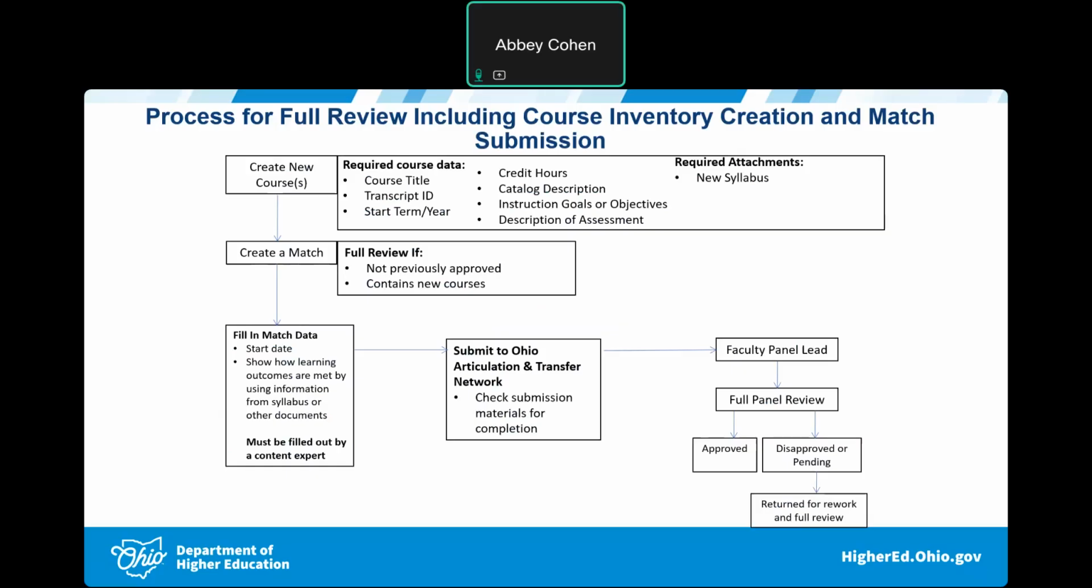Submissions are forwarded to the Ohio Articulation and Transfer Network, or OATN, staff, who will check for the completeness of each submission. OATN staff then sends all the submission materials to the panel lead for each area through the Course Equivalency Management System, or CEMS. The panel lead checks each submission to ensure that the proposal seems like a good match to the statewide guarantee criteria and pushes forward the submission to the panel members.